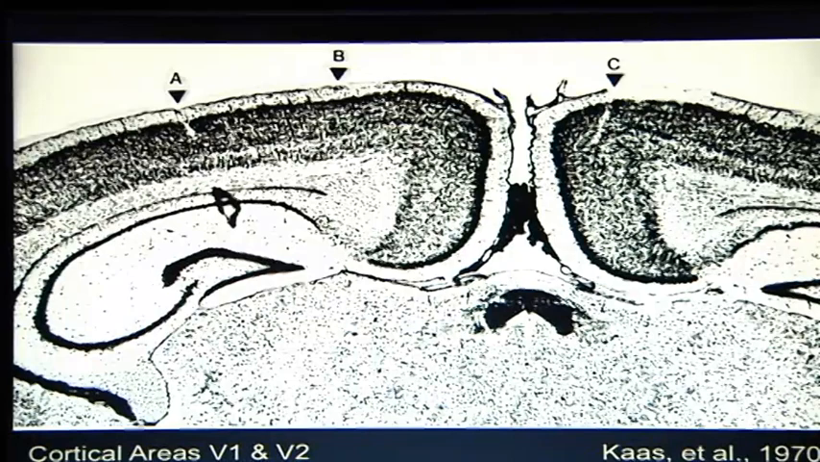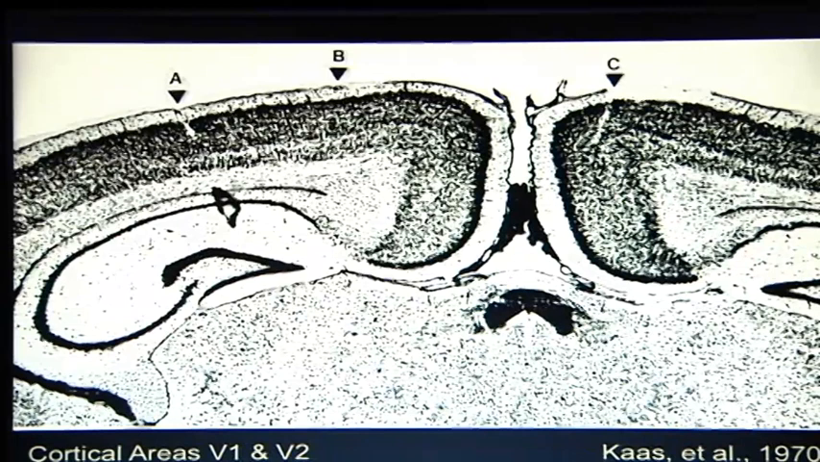So one of the points I want to make here is that the differentiation of cortical areas structurally wasn't very great in early mammals. And then you go out here. And this thick layer one is, of course, the most important layer in a reptile. That's where all the inputs are coming in. So you can see layer one is still pretty thick relative to the rest, so it's still important. And then layer two up here is also important. That's also considered a primitive feature of cortical organization.